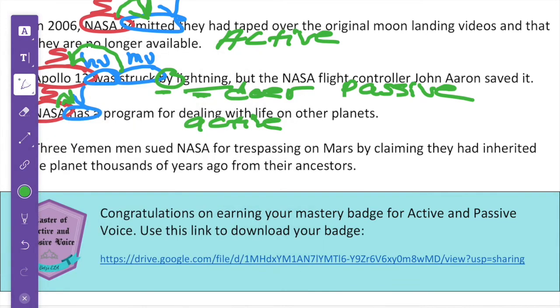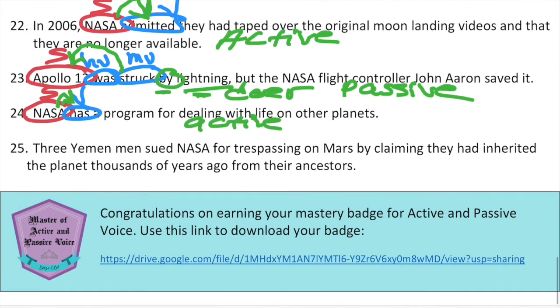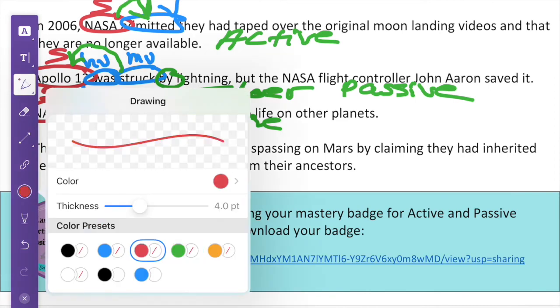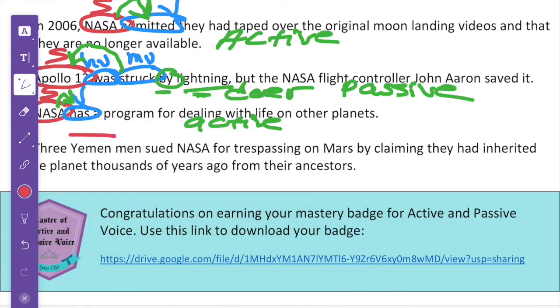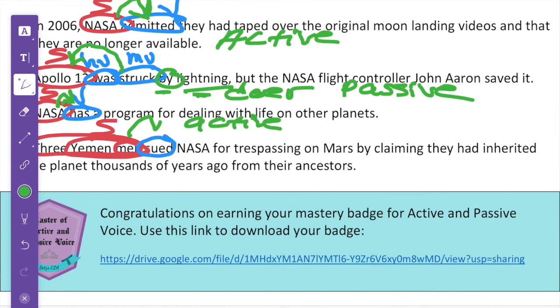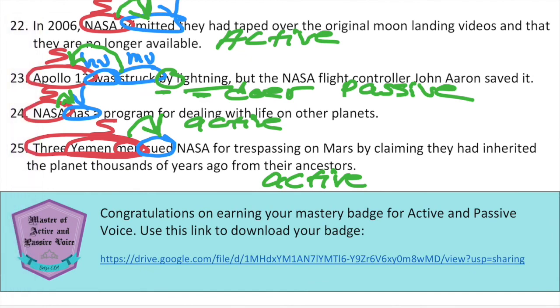All right, last one. Three Yemen men sued NASA for trespassing on Mars by claiming they had inherited the planet thousands of years ago from their ancestors. Well, that's crazy. Okay, let's start with our subject. Three Yemen men, or you could just put men or Yemen men. Subject, looking for our verb, sued. Okay, are these men suing? Are they doing the action? Yes, our arrow is going to be going forward, and this is active voice, active voice.